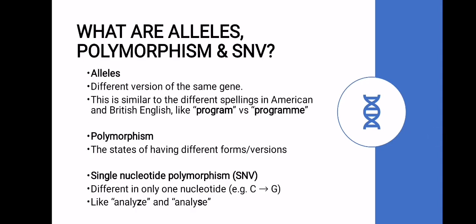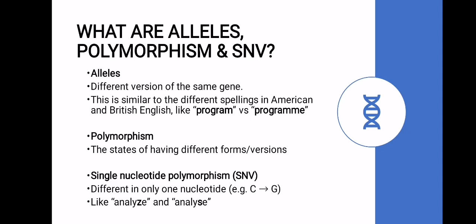And then what are alleles and polymorphism, and also SNV. Alleles are different versions of the same gene. This is similar to the different spellings in American and British English, like program without the ME at the back, and programme with ME at the back, which is the British English. The state of having different forms or versions of the gene is known as polymorphism. Poly basically means many and morph means forms. So it's many forms.